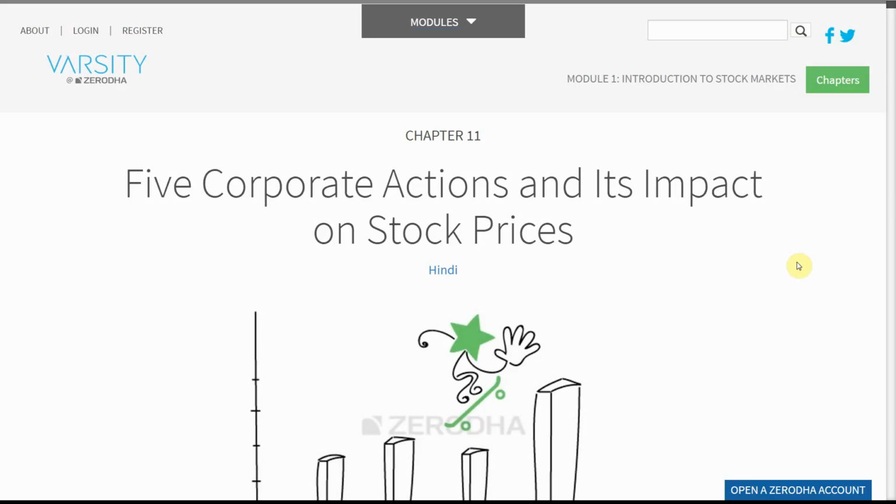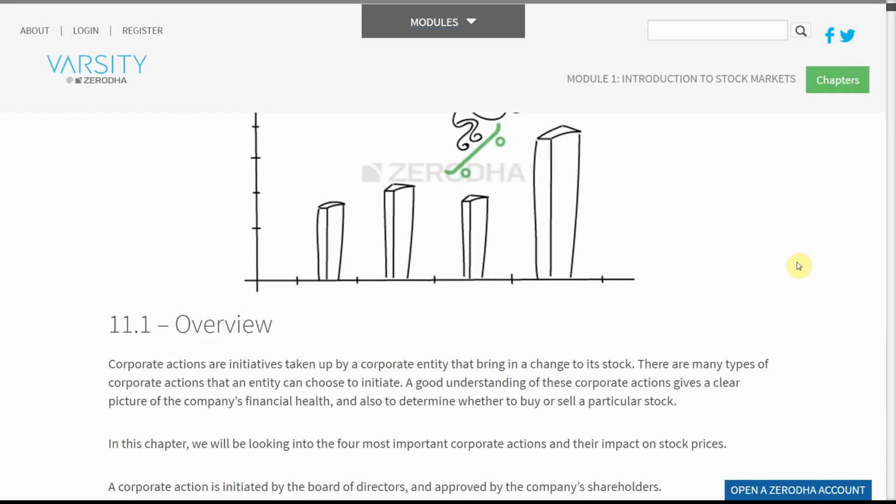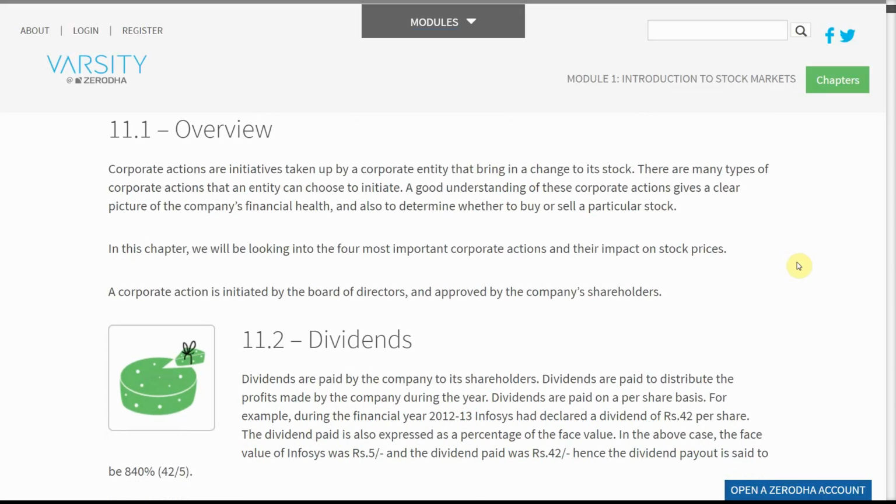Corporate actions are initiatives taken up by a corporate entity that bring in a change to its stock. There are many types of corporate actions that an entity can choose to initiate. A good understanding of these corporate actions gives a clear picture of the company's financial health, and also helps to determine whether to buy or sell a particular stock. In this chapter, we will be looking into the 4 most important corporate actions and their impact on stock prices. A corporate action is initiated by the board of directors and approved by the company's shareholders.